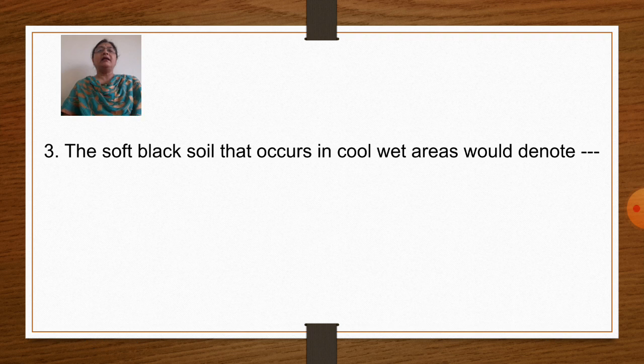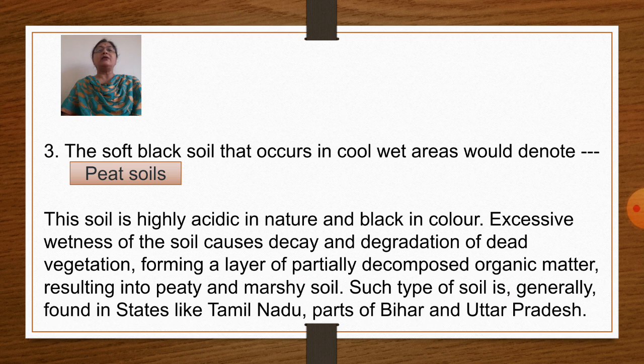Next, fill in the blank. The soft black soil that occurs in cool wet areas would denote peat soil. This soil is highly acidic in nature and black in color. Excessive wetness of the soil causes decay and degradation of dead vegetation, forming a layer of partially decomposed organic matter, resulting in peaty and marshy soil. Such type of soil is generally found in states of Tamil Nadu, parts of Bihar and Uttar Pradesh.